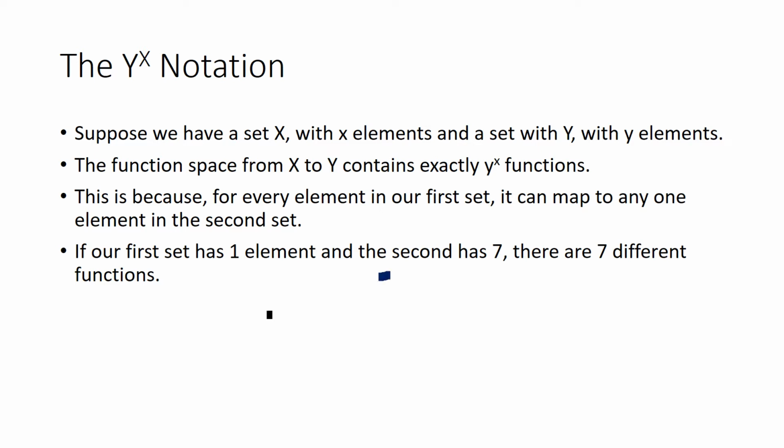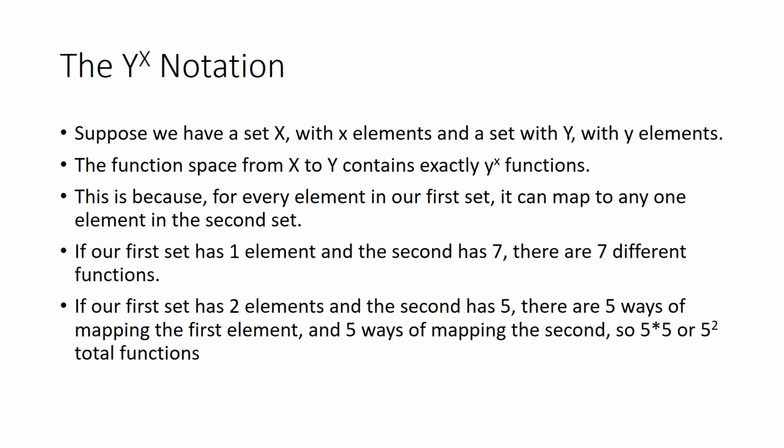Now I'm going to draw a 3-element set here, but you get the idea. There's one function that does this, there's one function that does this, and one function that does this. And obviously there's just those 3 because you're only mapping from one element. Now this does still fit with this notation because 3 to the power 1, or in this case it would be 7 to the power 1, is still 7. There are 7 different functions in the function space.